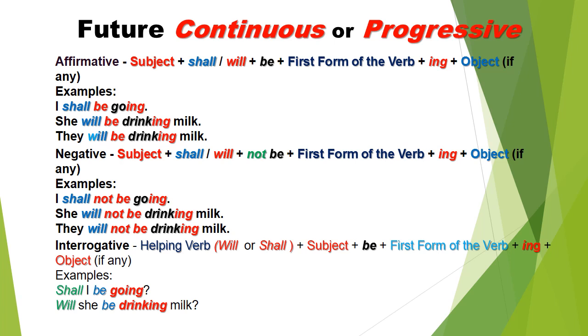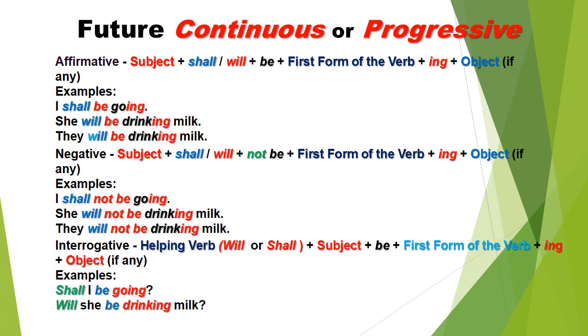For interrogative construction, helping verb, that is will or shall, plus subject plus be plus first form of the verb plus ing plus object. Shall I be going? Will she be drinking milk?